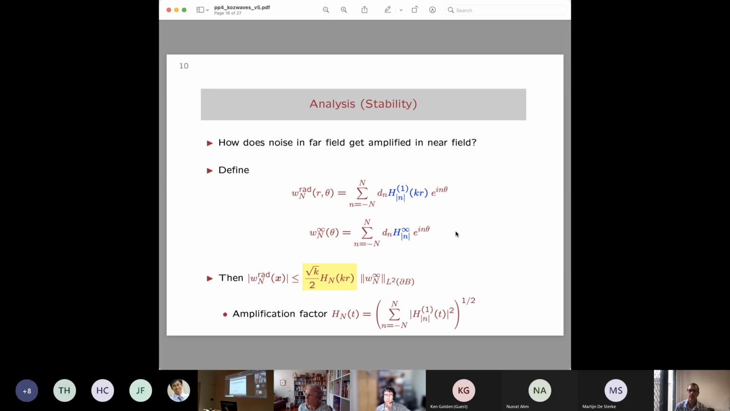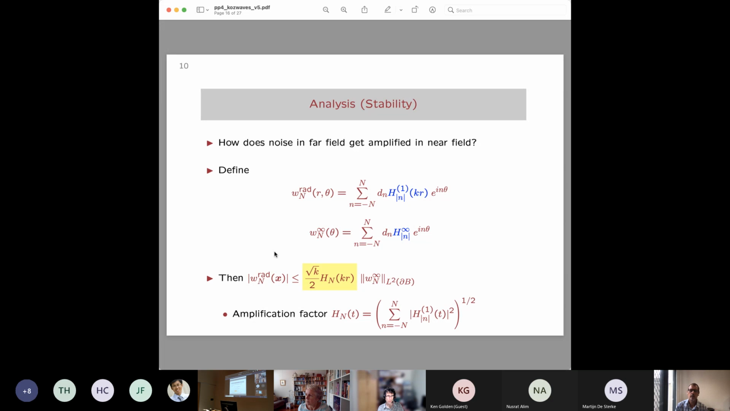Okay, now let's look at stability. This is really about if we've got any noise in our far field, how does that get amplified into the near field? To answer that question, I'm going to define Wn rad as a radiating wave function expansion, and then Wn infinity is the corresponding far field of that radiating wave function expansion. You see they've got the same coefficients there.